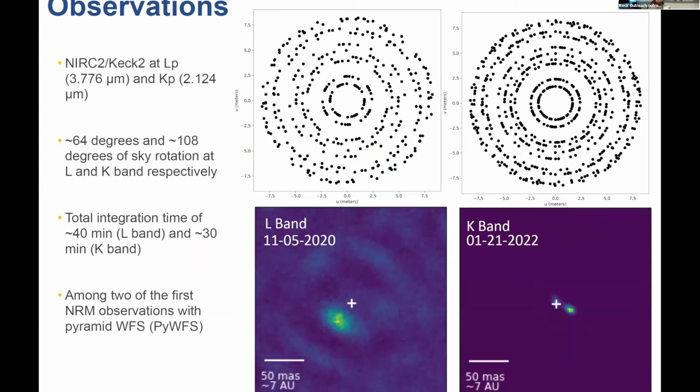So we use the non-redundant mask on Keck-2 to observe V892 Tau with NIRC2. We first imaged it at L-band in November of 2020. And we chose L-band because that's where newly forming planets are the brightest. And we followed it up at K-band in January 2022. We chose to image it at K-band because we really wanted to be certain that we were differentiating the disk emission from the stellar companion emission.